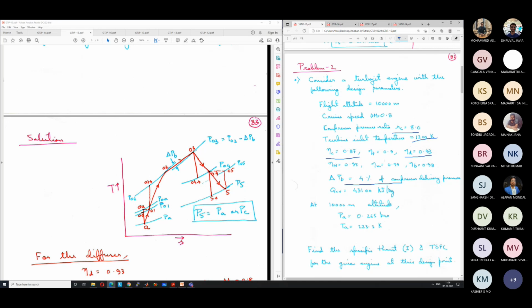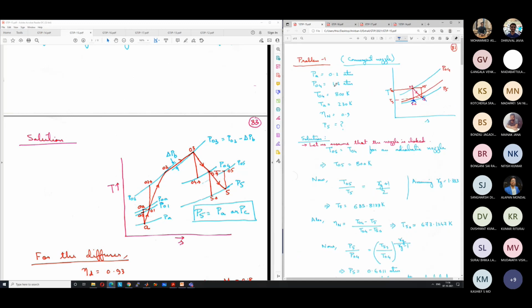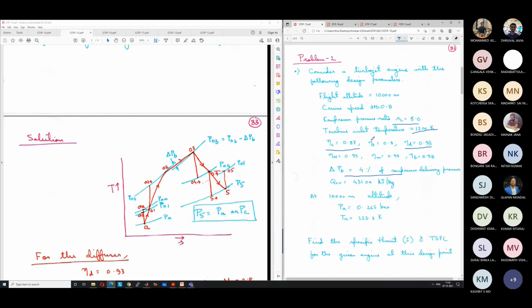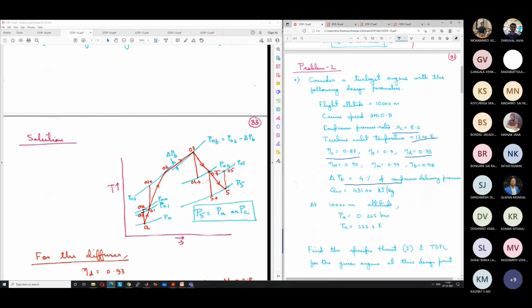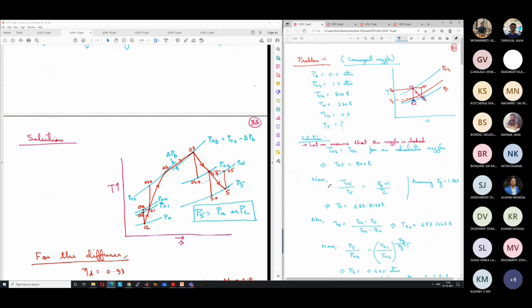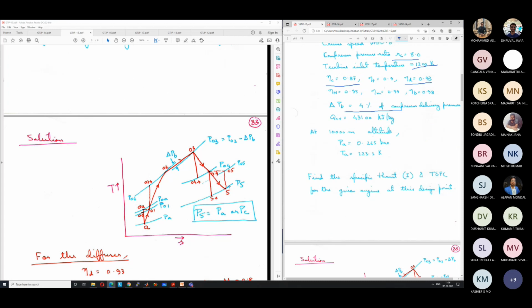Once we find T04, then what will we do? T04S we will calculate from the efficiency of the turbine. Correct. Once we find T04S, then what will we do? We will find P04 because the inlet pressure is required for the nozzle, right? Because if you see our nozzle calculations, always the inlet pressure is required for the nozzle. So once we find P04, we can use a similar calculation like what we have done today, to find P5, V5 and T5.